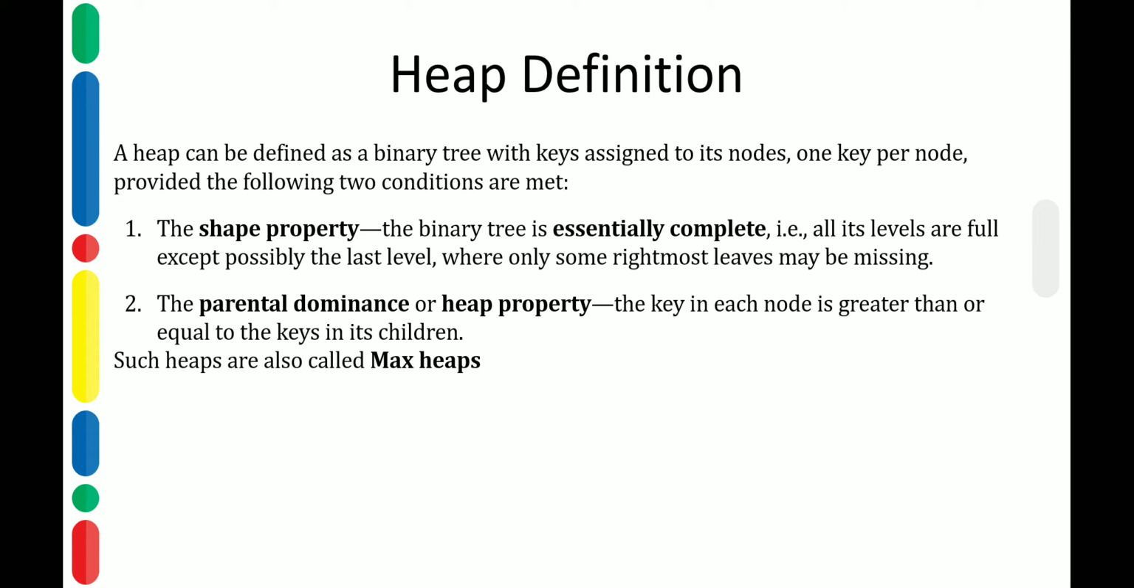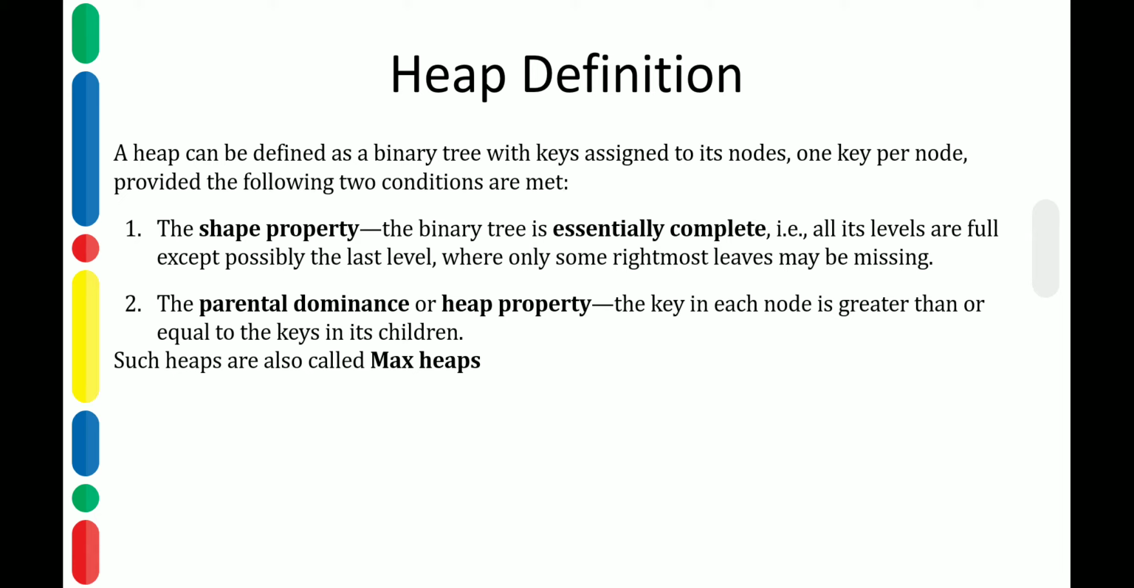Let's first understand the notion of a heap. The heap can be defined as a binary tree with keys assigned to its nodes, one key per node, provided the following two conditions are met. The first thing you have to understand is that a heap is a binary tree, and in addition to the binary tree, it has to satisfy two more properties. But prior to that, it is a binary tree, which means that any node in the tree can have at most two children.